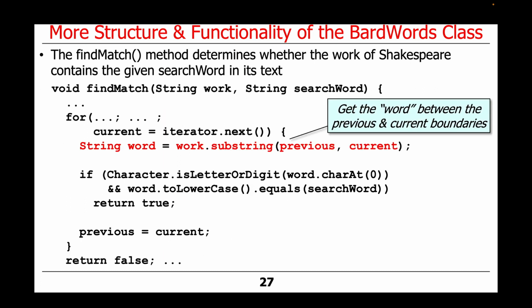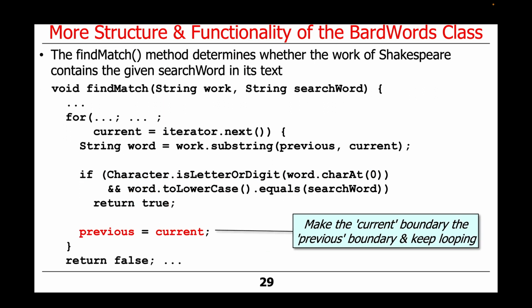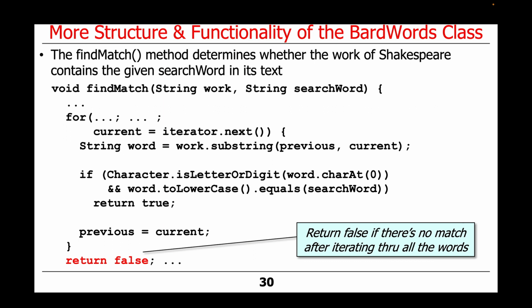Here's what the loop body looks like. We start by getting the word between the previous and current boundaries by calling the substring method on the work string, which returns that word. We next check to see if the word starts with a letter or digit and whether it contains the search word. If so, we return true and bail out of the method. Otherwise, we make the current boundary the previous boundary and keep looping. If there's no match after iterating through all the words in the work, the findMatch method returns false.